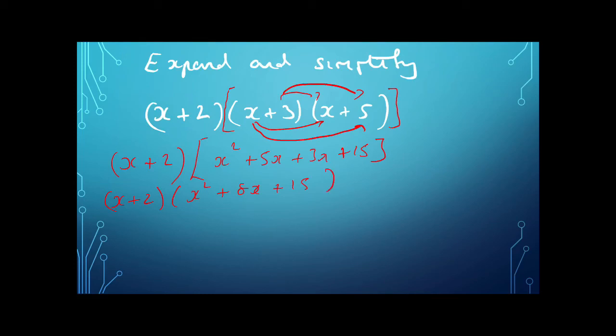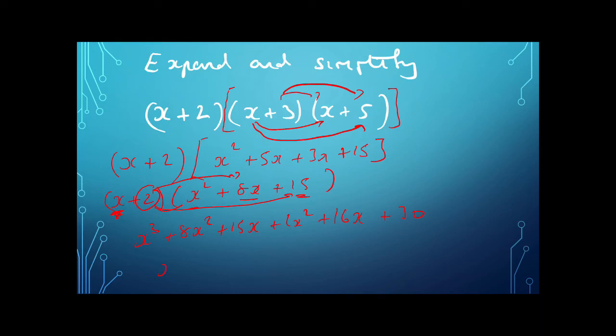Now we are going to expand these 2 brackets, so it's going to be x times everything in the other bracket and then 2 times everything. So x times x squared is x cubed, x times 8x is 8x squared, and x times 15 is 15x. We now go to the 2, so 2 times x is 2x squared, 2 times 8x is 16x, and then 2 times 15 is 30.